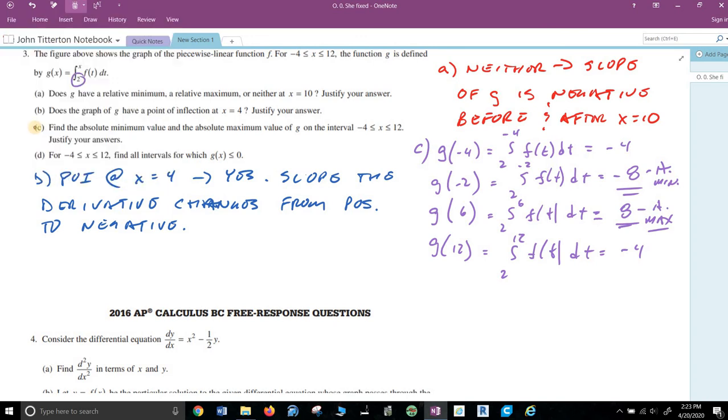A lot of people try and write a book to explain it. All you got to do is say what I just said. Where it goes from min to max, and I checked my endpoints. Here's what I got. Find all intervals on which g of x is less than or equal to 0.